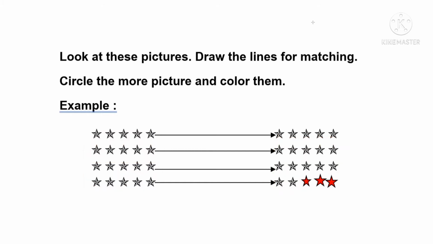Okay? So it's very simple. Now, which one is the bigger one? It's very easy. This group is the bigger one. So we will have to circle this one. Because for the other group, we will need to add 3 more stars to make it equal to this group.